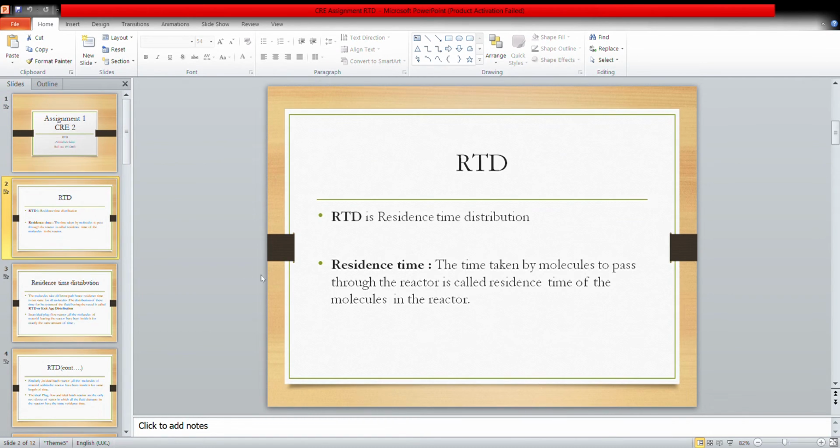We start by seeing what is an RTD. RTD is an abbreviation used for the term residence time distribution. So let us see what is a residence time. The time taken by molecules to pass through the reactor is called the residence time of the molecule in the reactor.